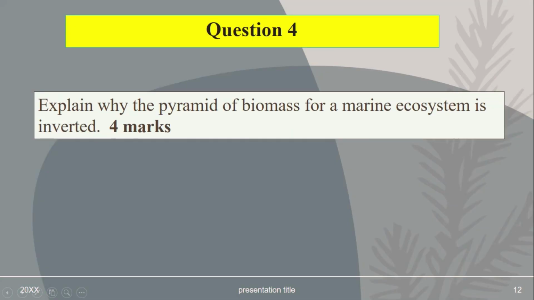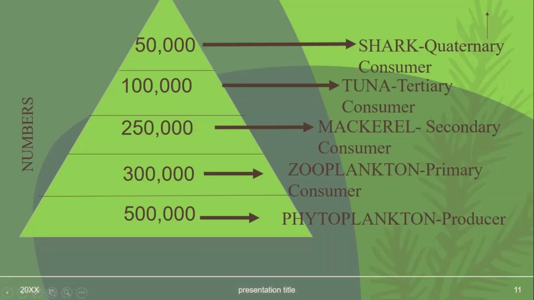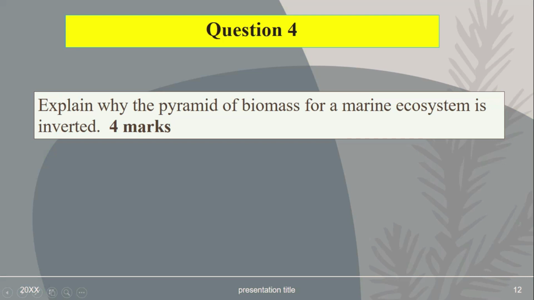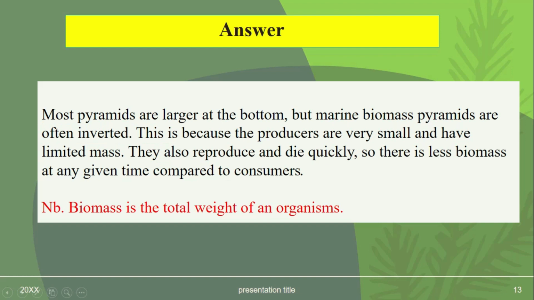Question 4, it says explain why the pyramid of biomass for a marine ecosystem is inverted. So don't be confused. This is the pyramid of numbers. Now what they're asking you is a totally different question. They're asking you to explain why the pyramid of biomass for a marine ecosystem is inverted. All right, so that is simple. All right, let me read the answer.